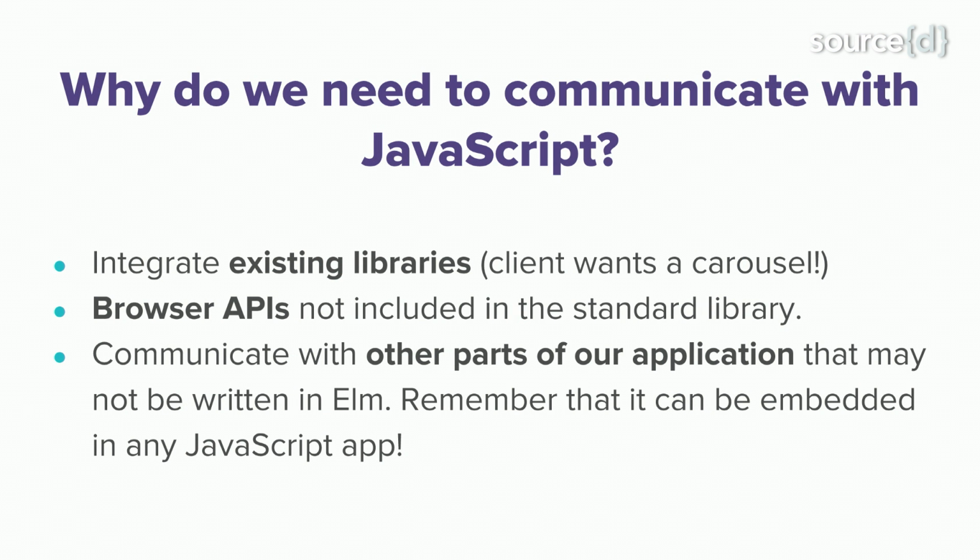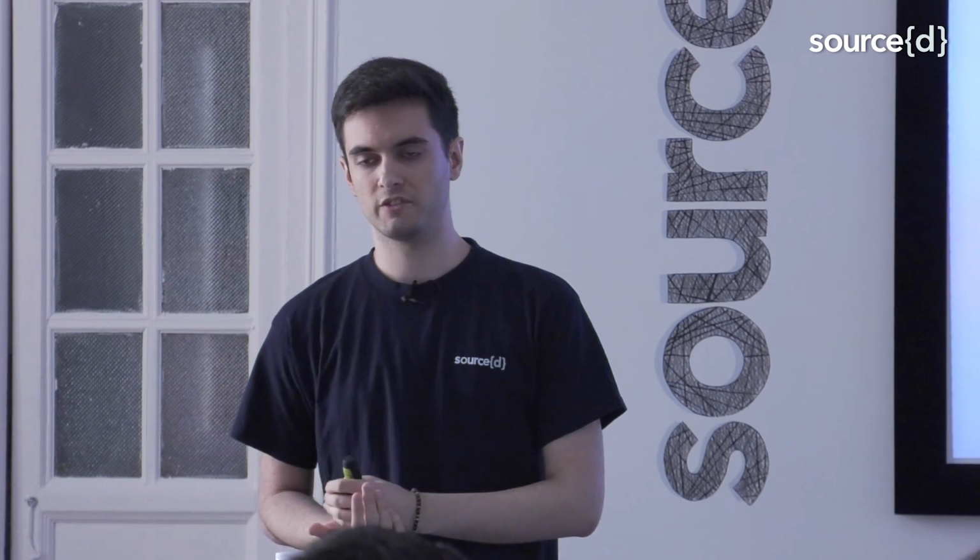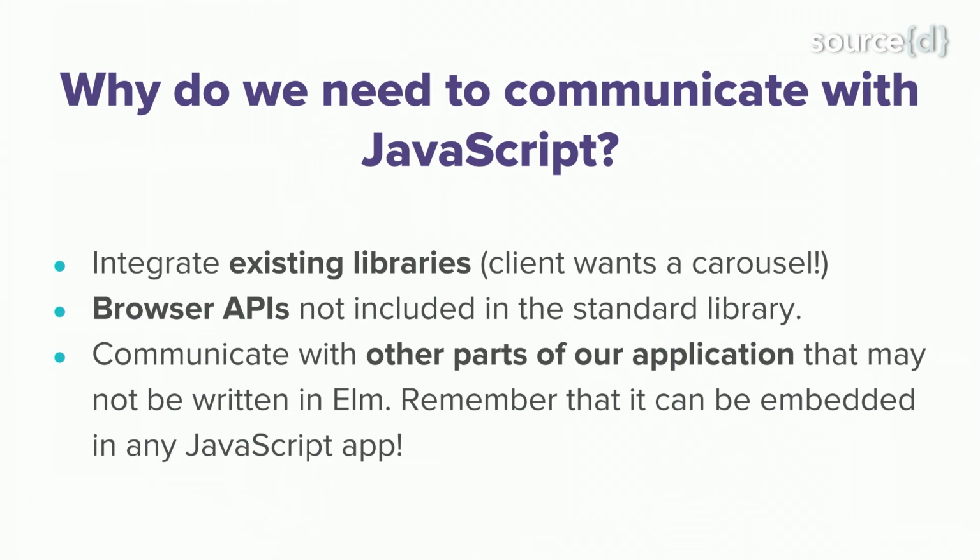Also, to provide the implementation for some browser APIs like web animations or service workers or something like this. And also, and the most important thing, to communicate with other parts of your JavaScript applications. As I said, any Elm application can be embedded in your JavaScript application, so you want to communicate with it.